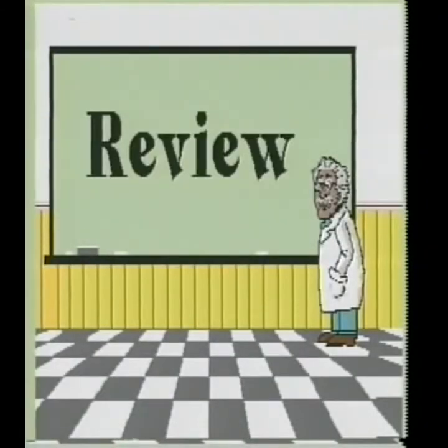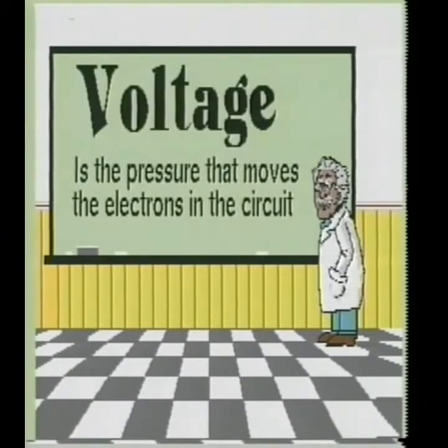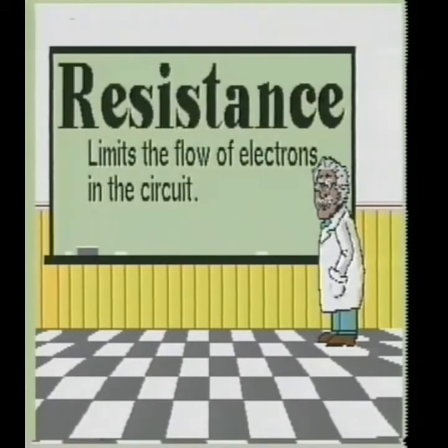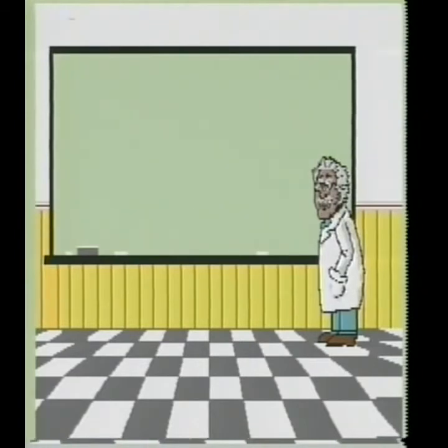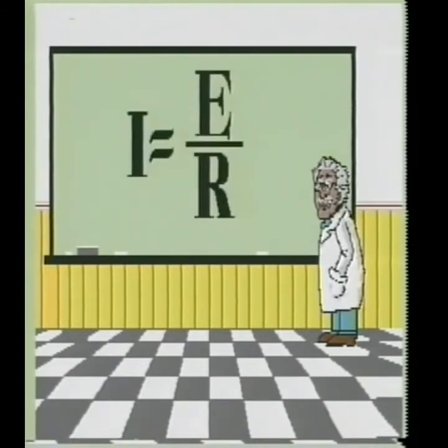Let's pause for a review of the material covered so far. So far, we have seen that voltage is the pressure that moves the electrons through the circuit. We have also seen that we must have resistance to limit the amount of current flowing through the circuit. Also important to remember is that current is another term for the electron flow through the circuit. By using Ohm's law, if we know the value of the voltage being applied to the circuit and we know the resistance of the circuit, we can calculate the current by dividing the resistance into the voltage.